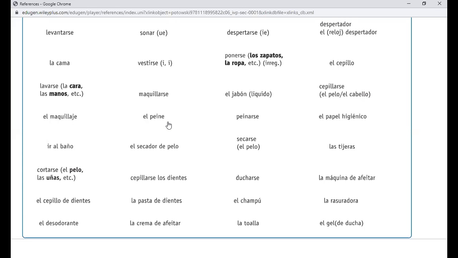¿Para qué es el peine? Para peinarse. ¿Para qué es el secador? Para secarse. ¿Qué haces con el peine? Me peino. ¿Qué haces con el secador? Me seco el pelo. ¿Qué haces con la toalla? Me seco.